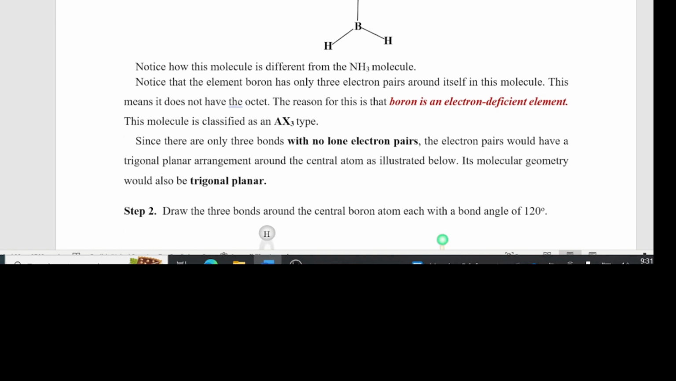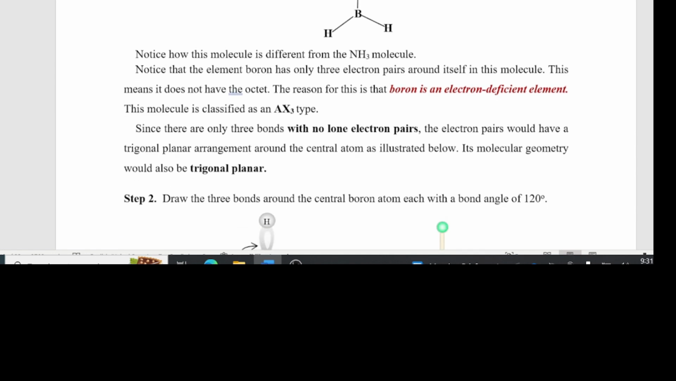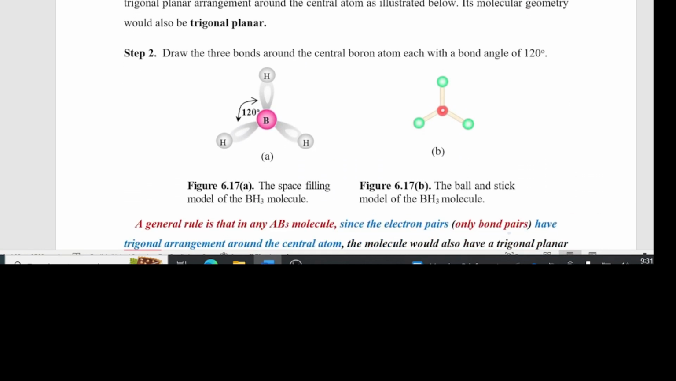Think about putting 3 negative things around here. How would they fit nicely without having any stress or strain? How would they fit when you have them as far away as possible, so that there's least repulsion between these? This one here will have bond angles of 120 degrees. That's the only way that you can arrange those bonds with the least stress being experienced between them. And the bond angle there will be 120 degrees. It will be a trigonal planar molecule.